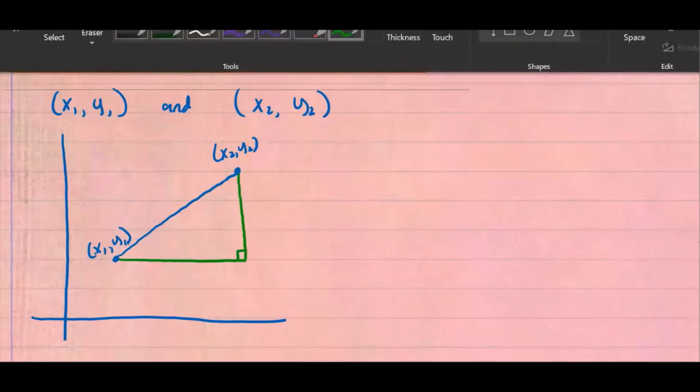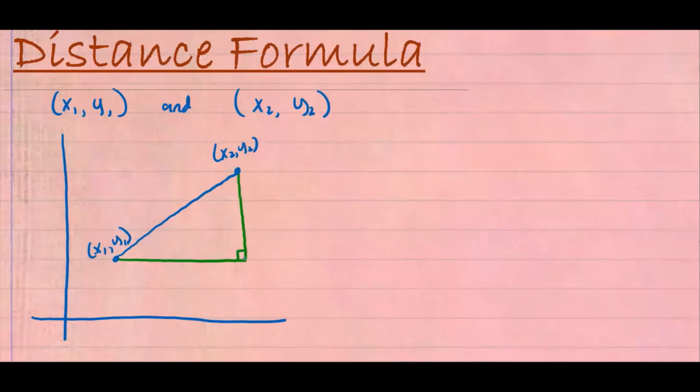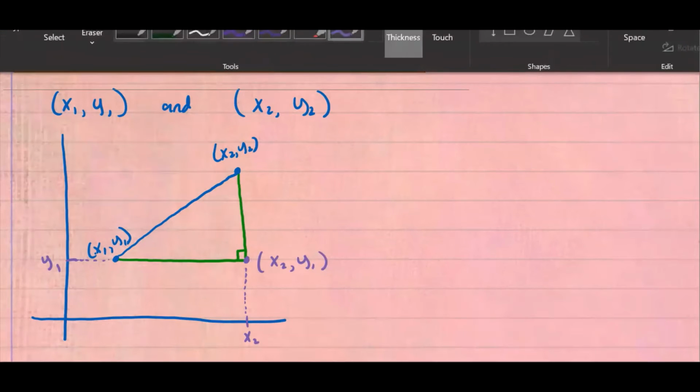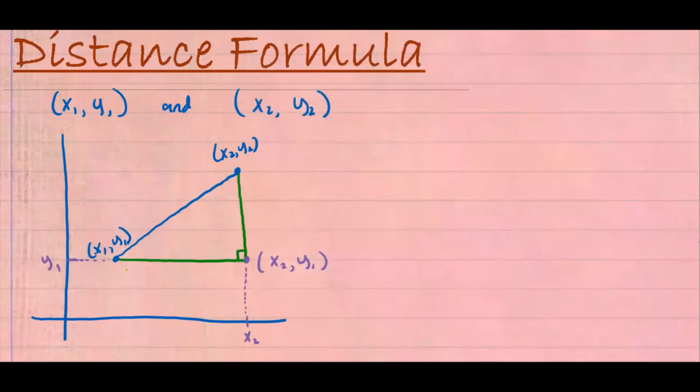So now take a look at this. We have a point right here. Now the coordinate for that point, so in the x direction, that point is actually x2. And in the y direction, that point is y1. So this point has the coordinate x2 comma y1. Okay. So now we want to know what are the sides of this triangle. So we want to know what this length is and what this length is.